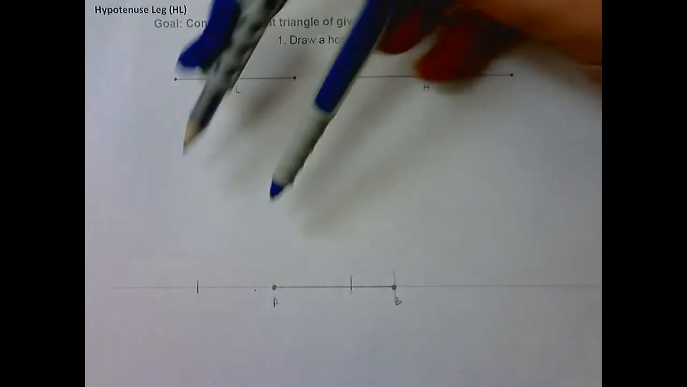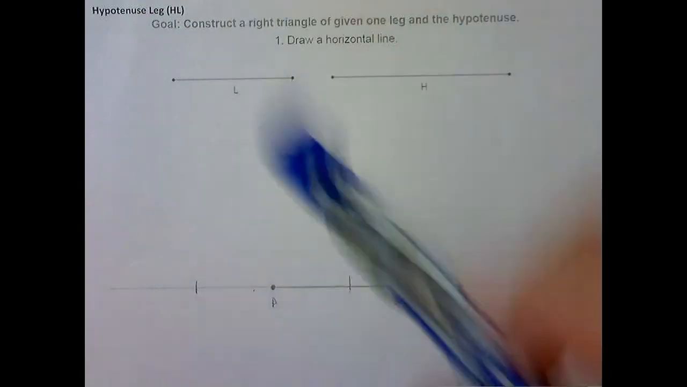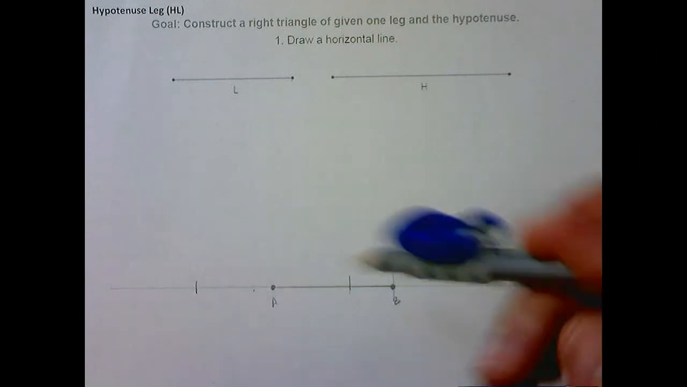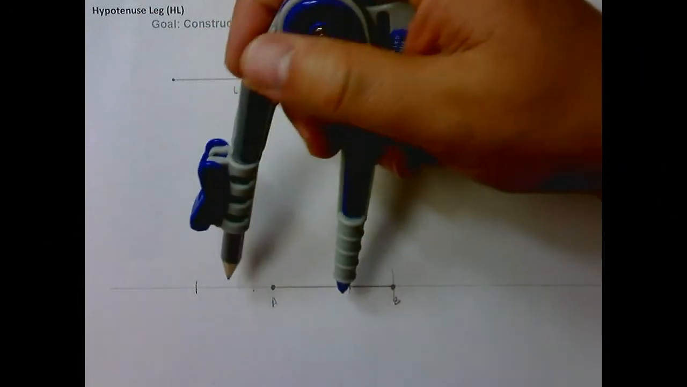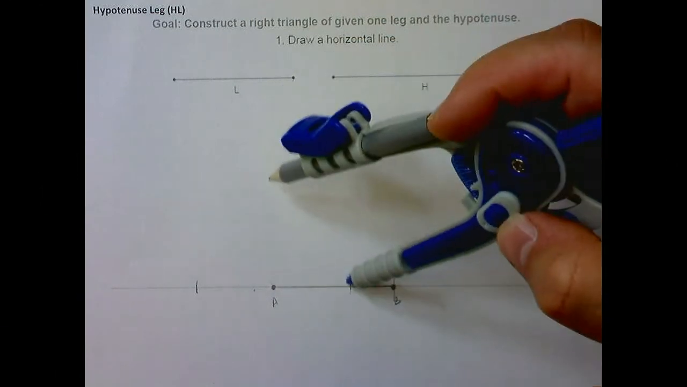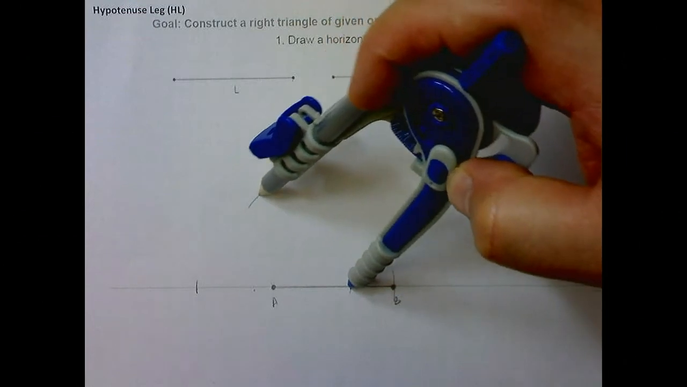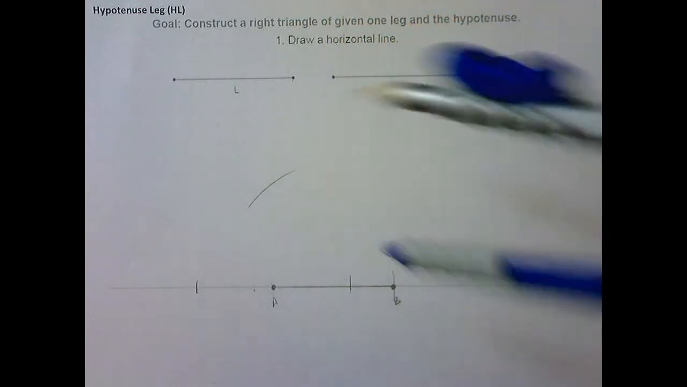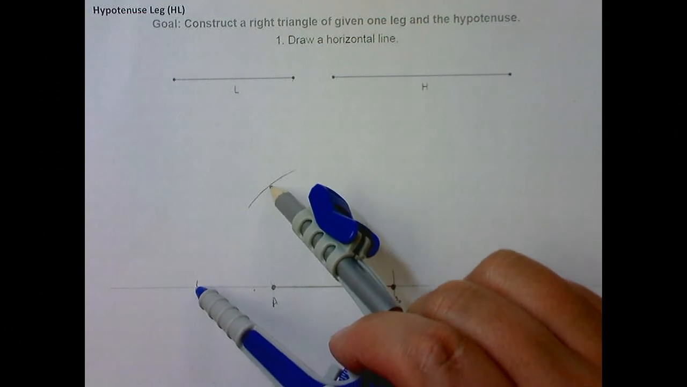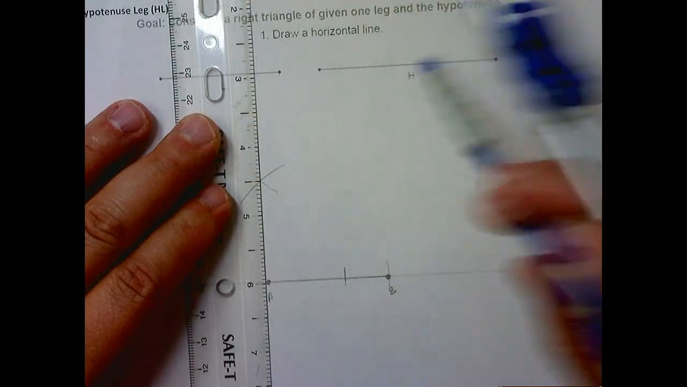And then you're going to create two more arcs. You need to put your compass point back on A, and you're going to make two swoops up here at the top above it. So to do that, you put your compass point over here, swoop, and then take your compass point and put it on this part and swoop again. Where they intersect, that's going to be a perpendicular line.